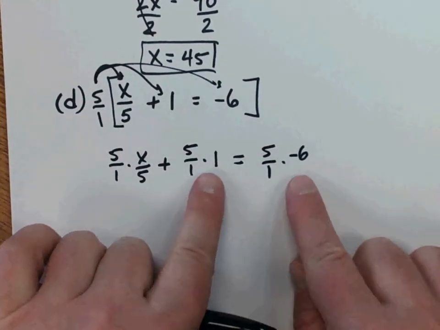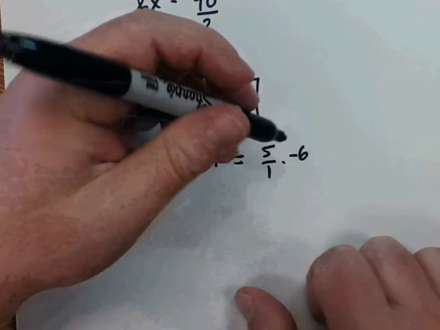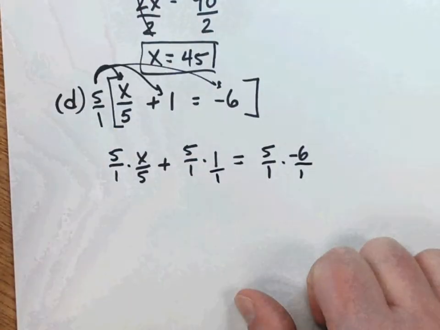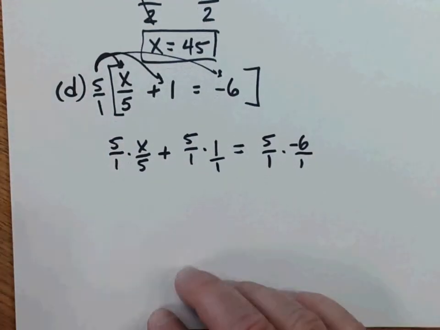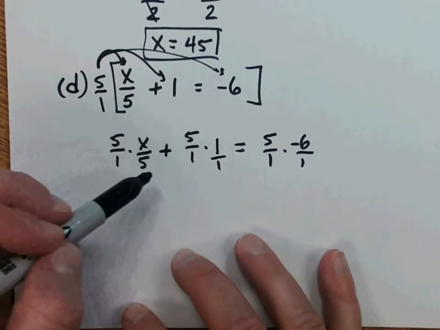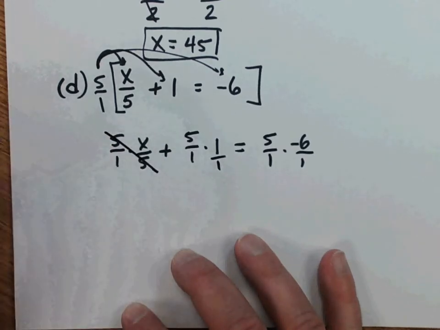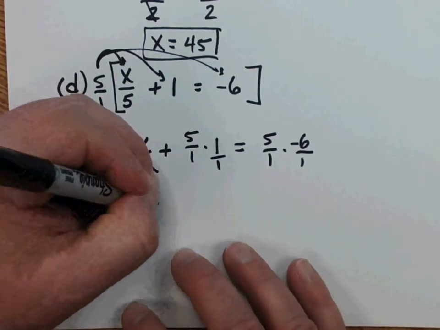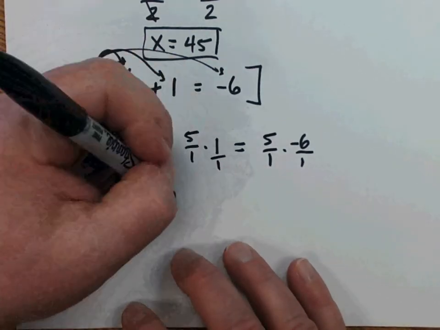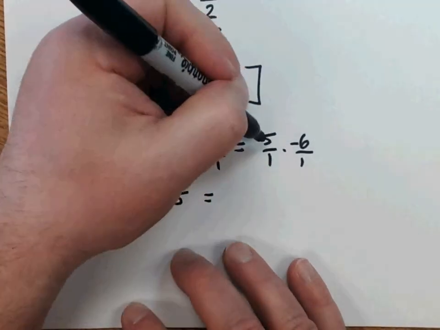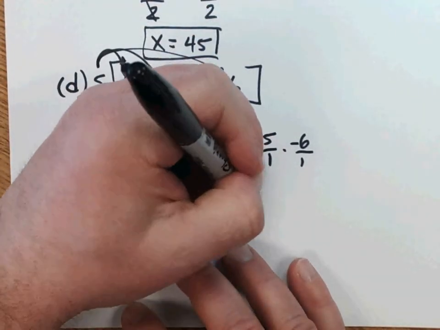Now, where you see a whole number, you can put those over 1 too if that makes you feel better. But the purpose of doing these top over bottom fractions is to see that right there. We want to show that that cancels. x plus 5 times 1 is 5 equals 5 times -6, which is -30.